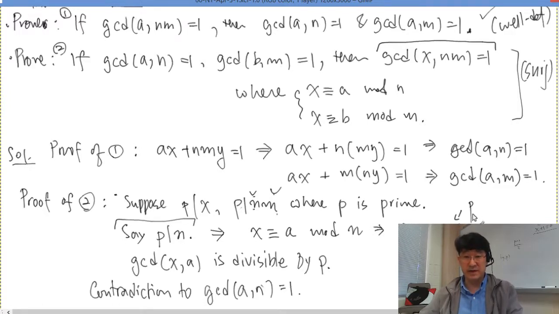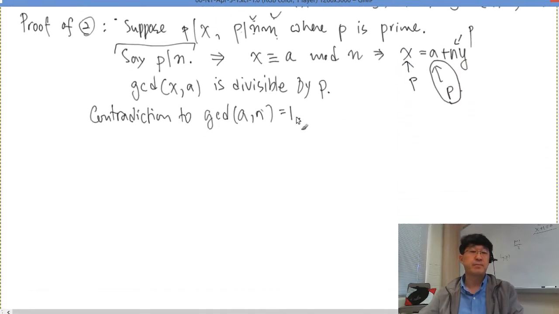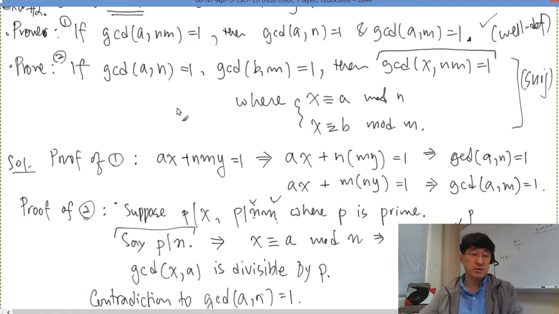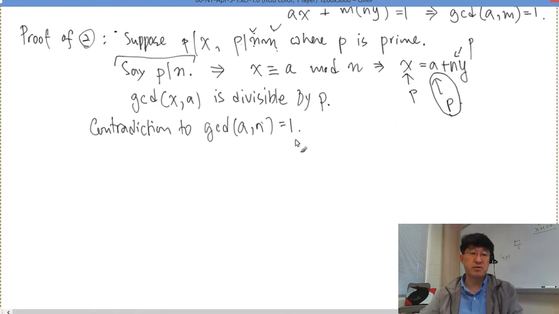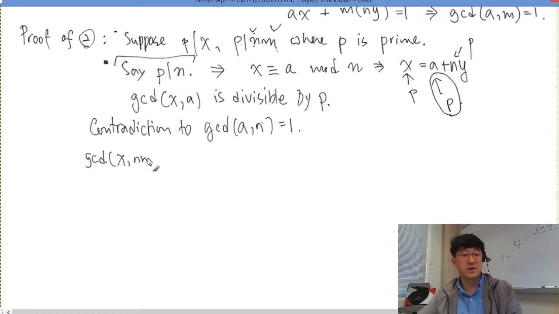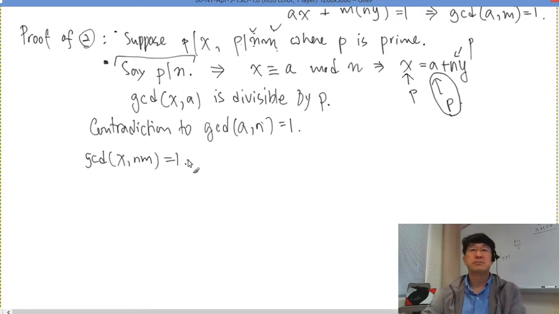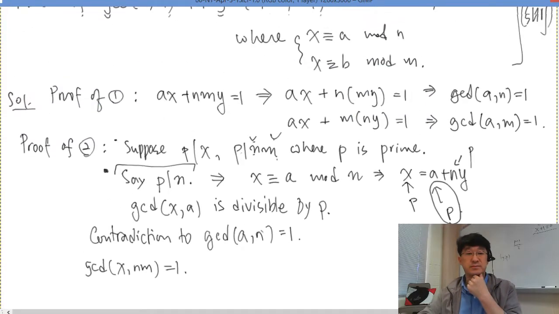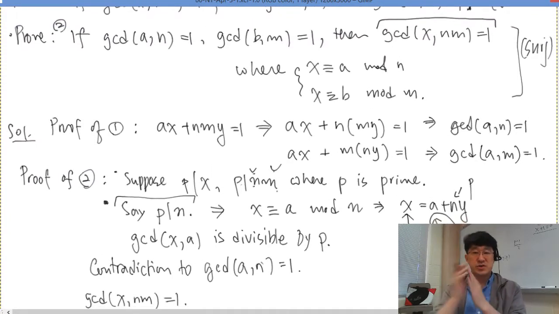So a and n have a common factor p, I wrote it here. Right there. a and n have a common factor of p, but we assumed we started from a and n coprime to each other. So that's a contradiction. Therefore, this never happens. There's no prime that divides x and n times m at the same time, without loss of generality. So this concludes that the GCD of x and n times m is 1. How's that? Is that right? That's my proof of surjectivity of that reduced map.